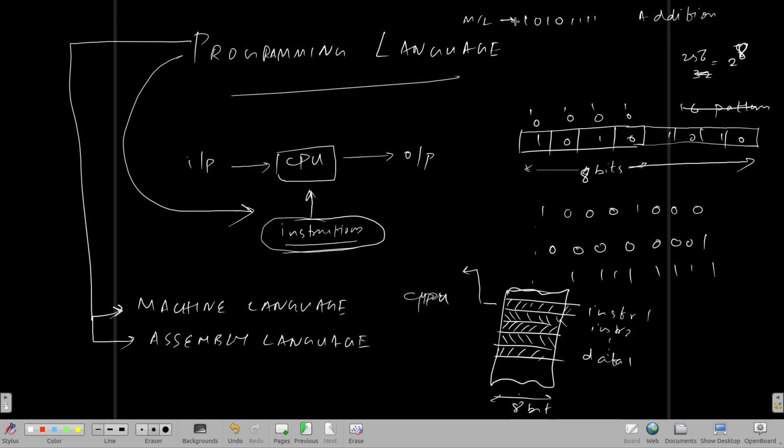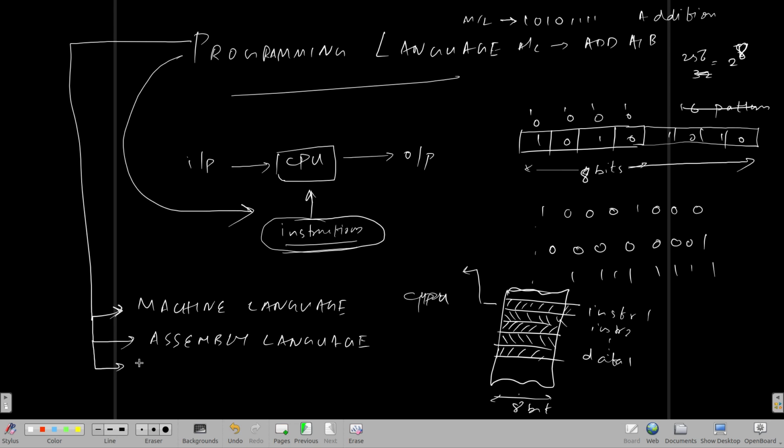But in assembly language, what will we be writing? We will be writing something like add a comma b. This is actually an instruction that a CPU can directly implement, but this is for the programmer to understand easily, right? Dealing with bit patterns is a little bit difficult for anyone. So what people did is they came up with assembly language. That is a more readable form of language, but again it is directly translatable to this machine language.